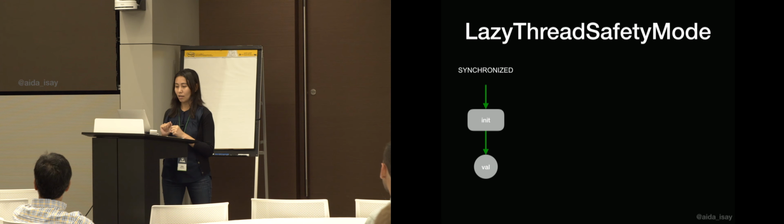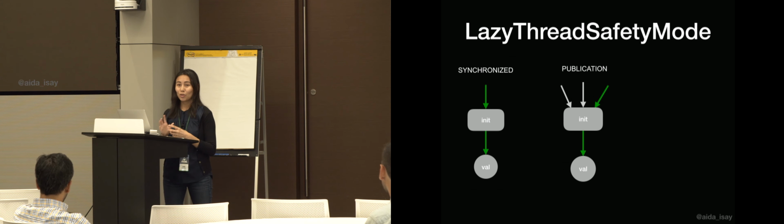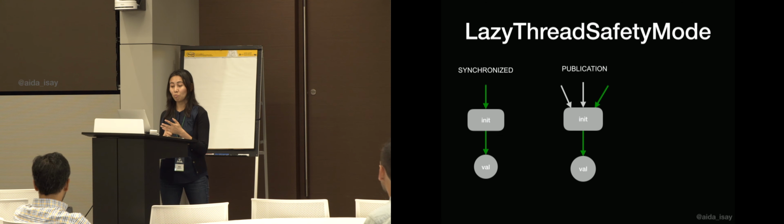The second one is the publication one. Publication thread mode means many threads can actually have access to the initializer block. They can initialize the lazy property, but only the first one will return as a value to all other threads. So regardless of how many threads will initialize the lazy property, whichever thread did it first will return the value every time someone refers to the lazy property.